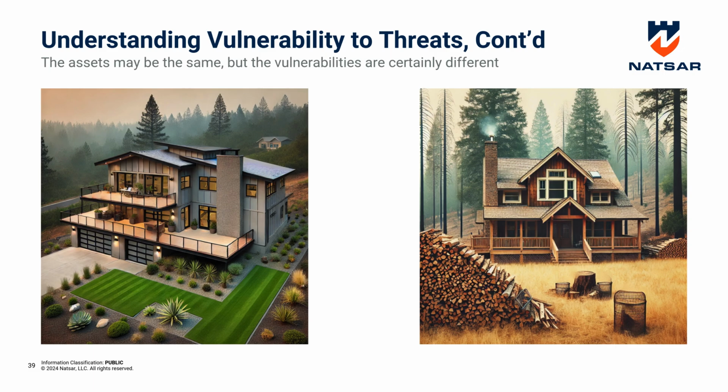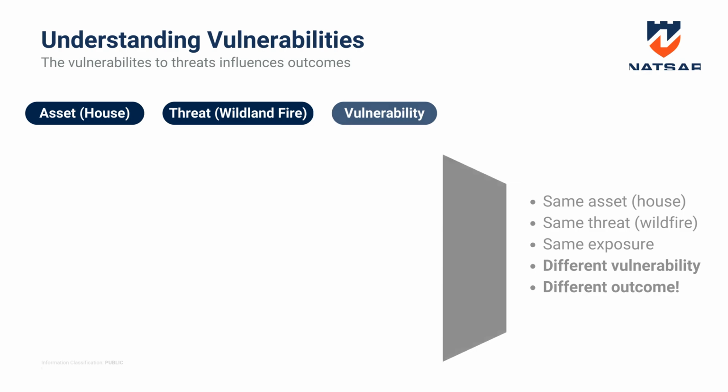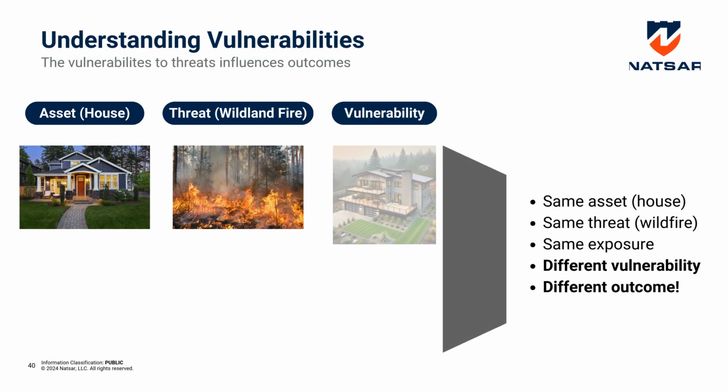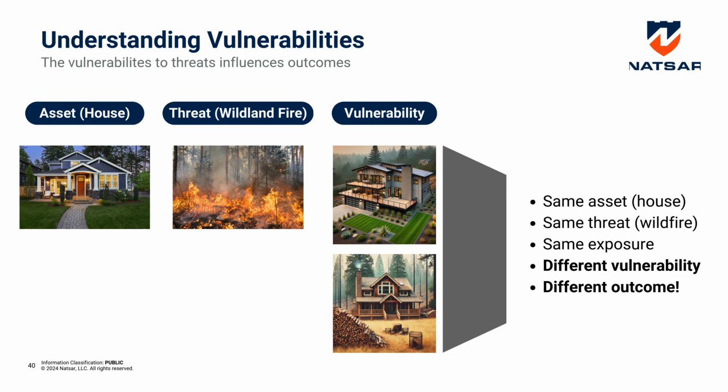So if we look at this in this view here about the outcomes, we have an asset as a house. We have the threat of wildland fire, and we have different vulnerabilities. We've got the house that has very few vulnerabilities because they've done such a good job of defensible space, versus the house below has all sorts of vulnerabilities: the roof, the dry grass, the stacked wood, just the construction in general. So different vulnerability, different outcome for these.